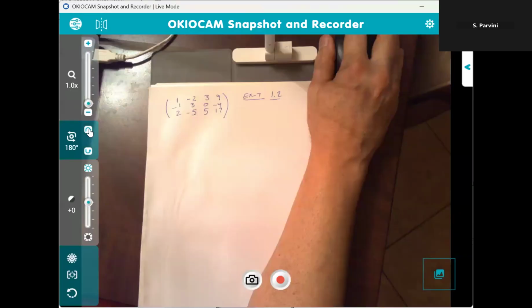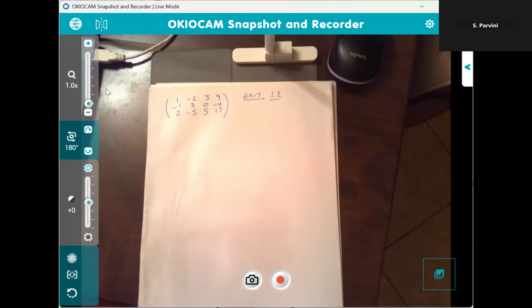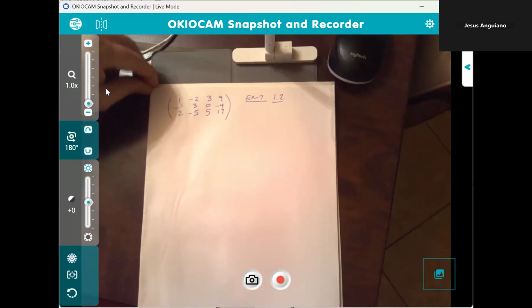So I need to turn not yours, but my video off in Zoom because it cannot share my video as well as the video for the thing I'm using, OKO Cam. So I'm going to turn off my video. Okay, so you should be able to see me now. Can you see my notepad here? Yeah, we can. Oh, okay, perfect.